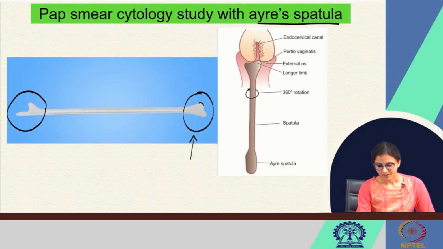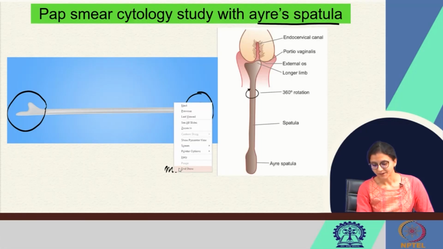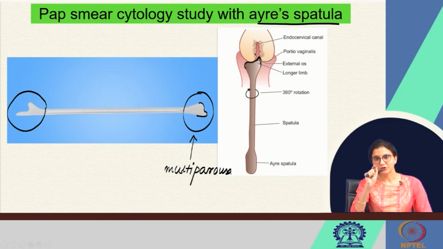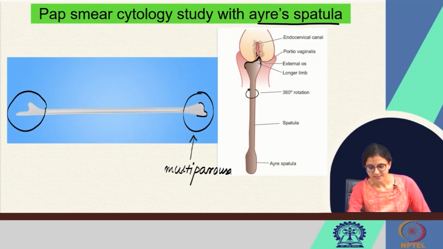One end is slightly longer and this is used for multiparous women. That means this longer end will go inside the external os and the shallow end will remain outside the external os. Now we will rotate 360 degrees all around the external os to get scrapings both from the endocervix as well as the exocervix.